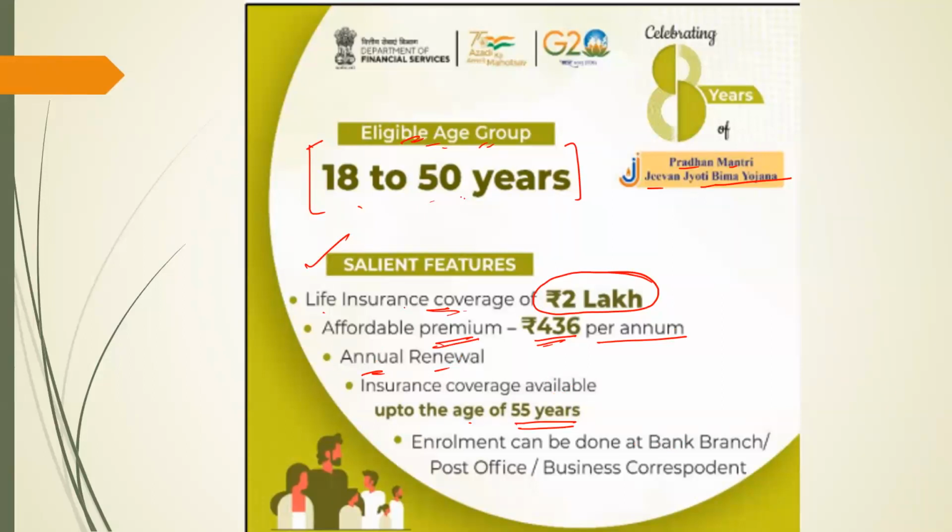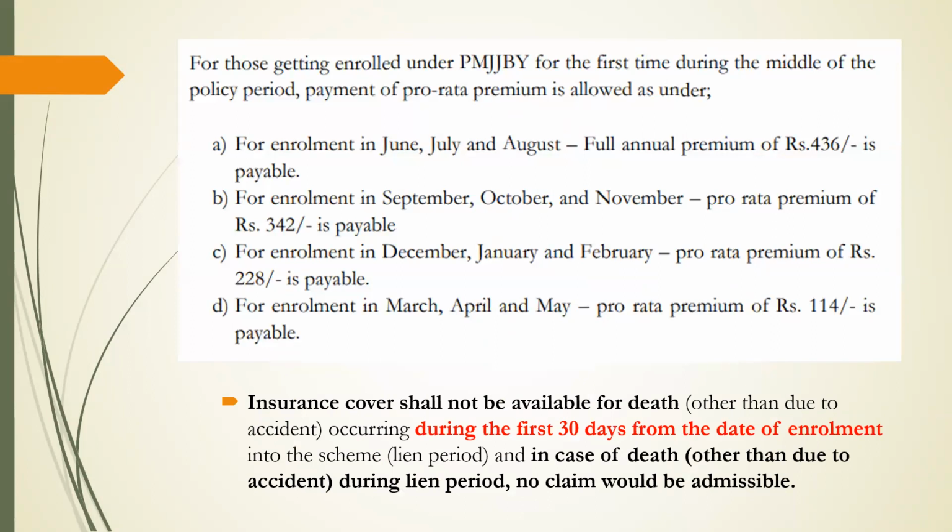Now, what you should note here is regarding the premium point. For those who are getting enrolled under this Jeevan Jyoti Bima Yojana for the first time, the premium may not be the same. If you're enrolling in the months of June, July, and August, you need to pay the full premium, that is 436 rupees. If you are joining in later months, your premium decreases. That is known as pro rata premium. That's a unique point that you need to note here. This is only available for those people who are availing it for the first time.